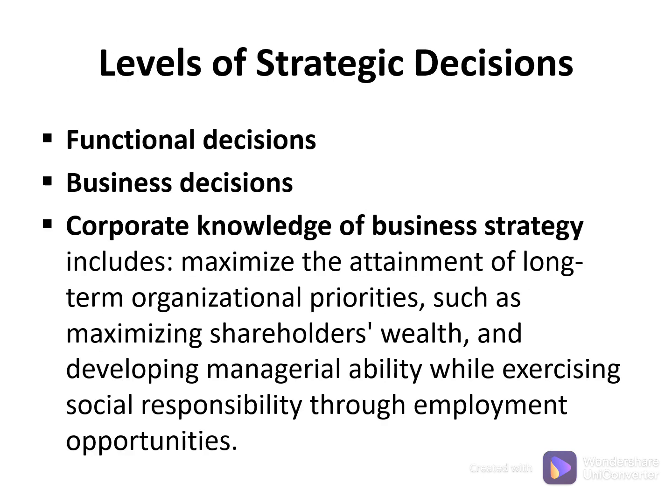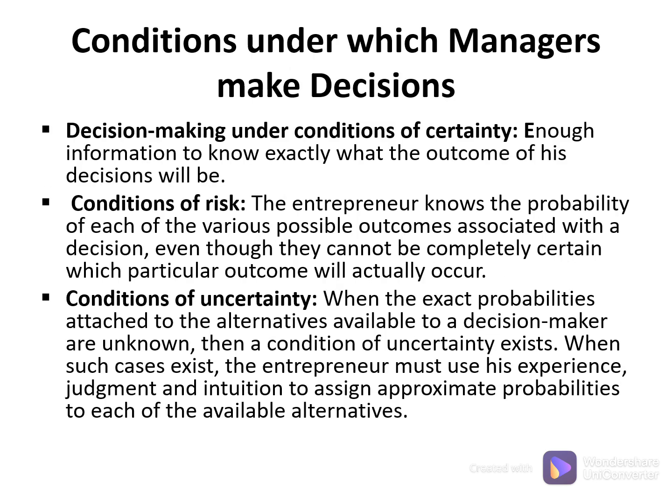Levels of strategic decisions. We have 3 levels of strategic decisions: functional decisions, business decisions, and corporate level decisions. Then the conditions under which managers make decisions. We have decision making under condition of certainty, condition of risk, and condition of uncertainty. Decision making under condition of certainty means having enough information to know exactly what the outcome of the decision would be. You understand? If you are taking a decision under certainty, it means you know exactly what is going to happen at the end, like the result.